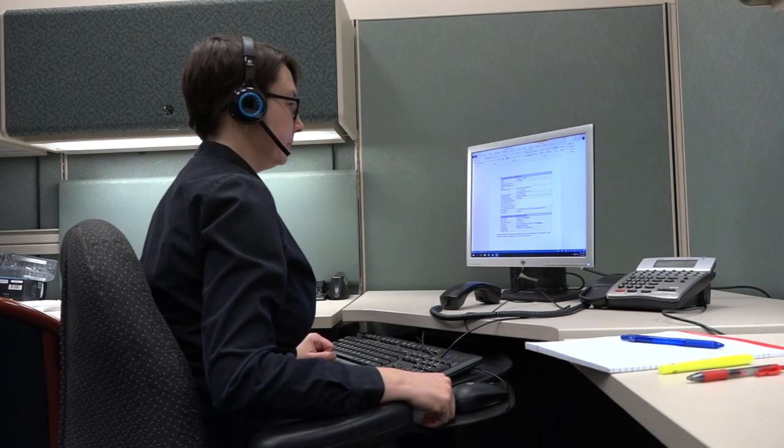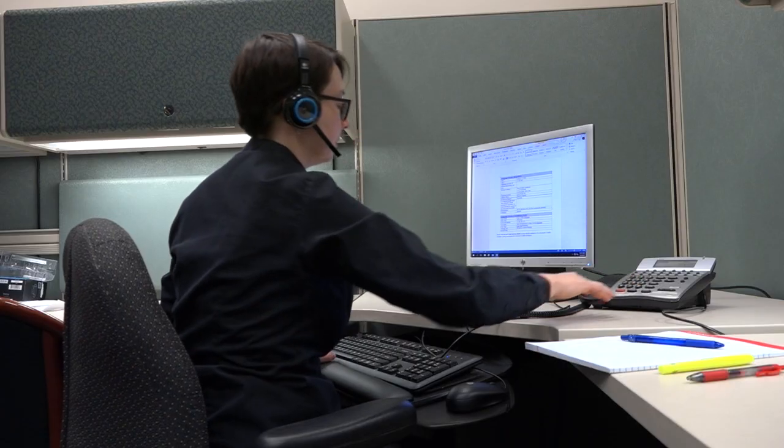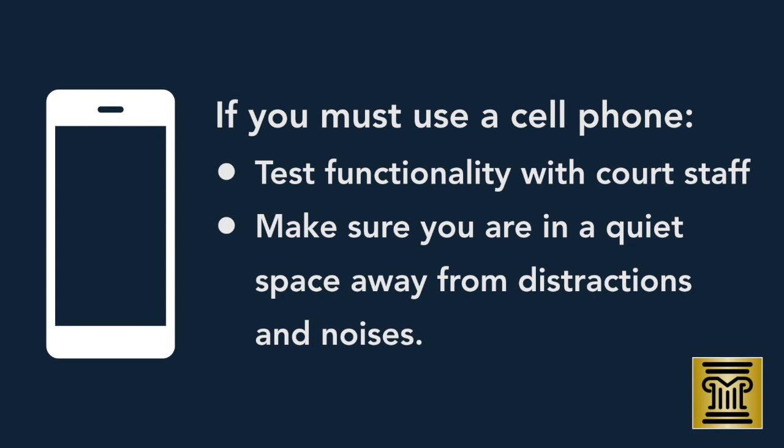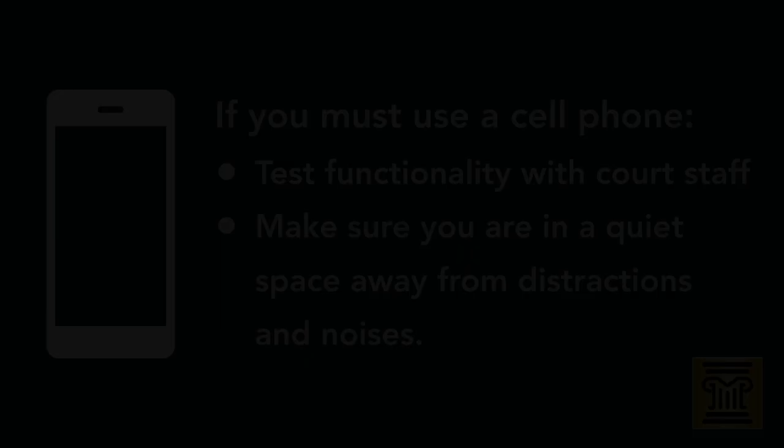If the courtroom cannot hear you, make sure you are on mode 2 by pressing the number 2 on your dial pad. A headset or handset is recommended. However, if you must use a cell phone, be sure to test functionality with court staff prior to the hearing. Always make sure you are in a quiet space away from distractions and noises.